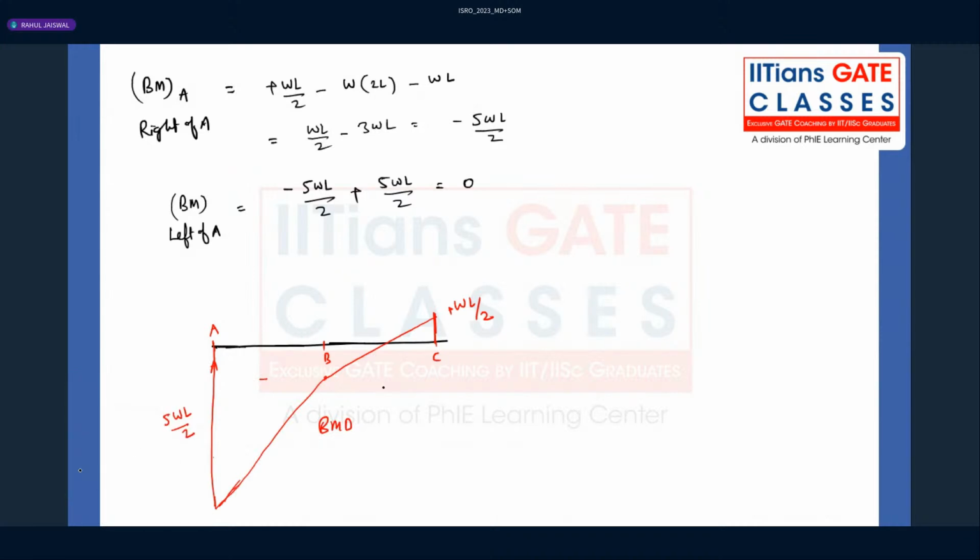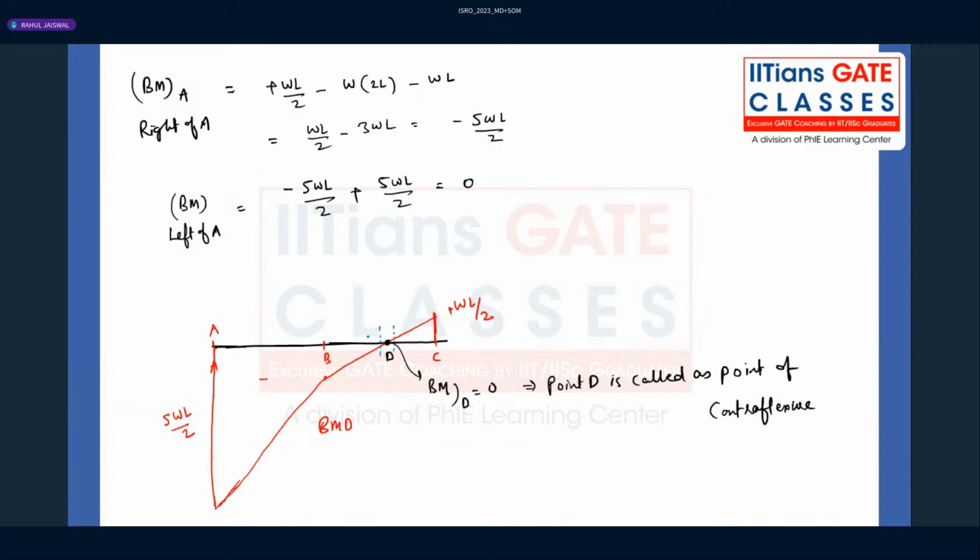So why have I drawn the bending moment diagram? Because at a particular point D the bending moment just becomes 0. And this point D is called the point of contraflexure. Why do we call it a point of contraflexure? Because just to the right of D we have positive bending moment, and just to the left of D we have negative bending moment, right? So here the bending moment is changing sign.